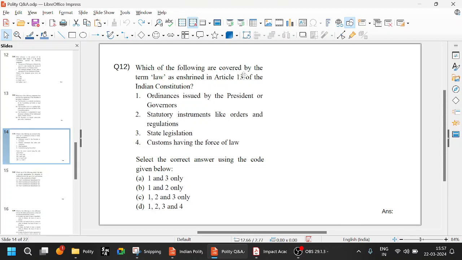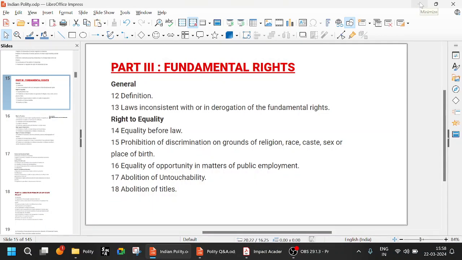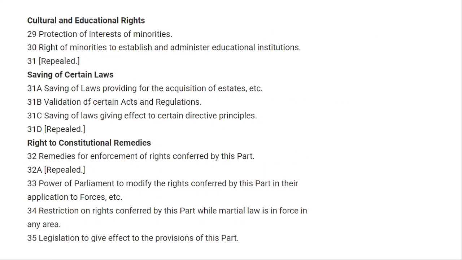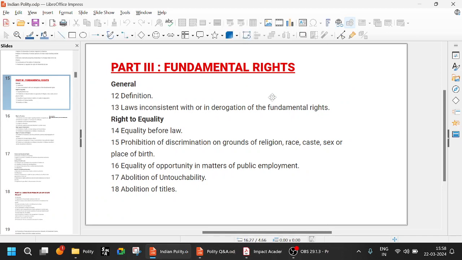So Article 13. Let us briefly look at Article 13. The fundamental rights are also very important. The fundamental rights start from Article 12 and go up to 35. So all these articles you have to remember, each and every article. Article 12 defines what is the state and all those things. And Article 13 deals with laws inconsistent with or in derogation of the fundamental rights. So just keep that in mind.